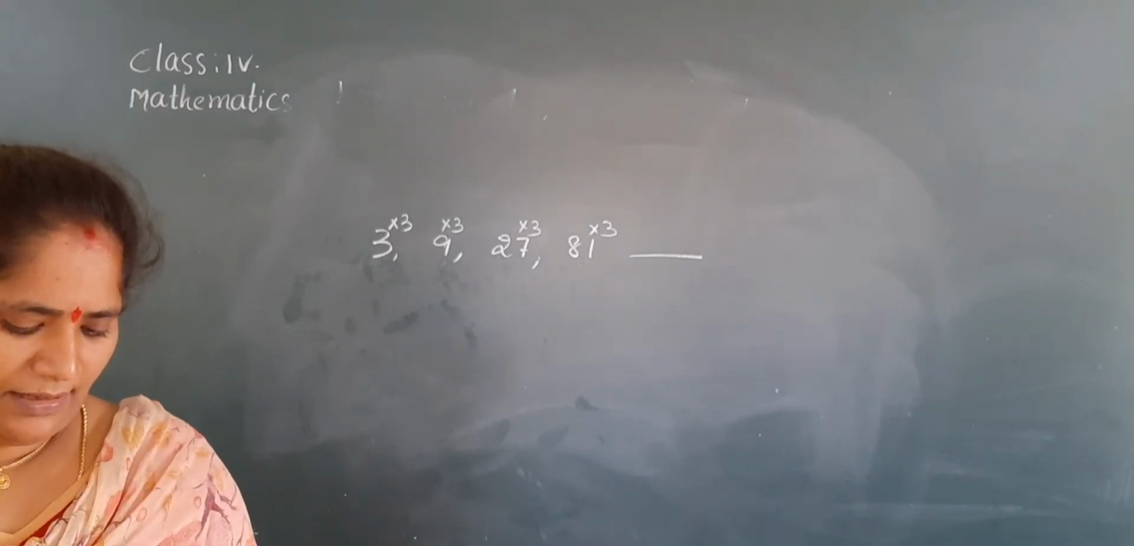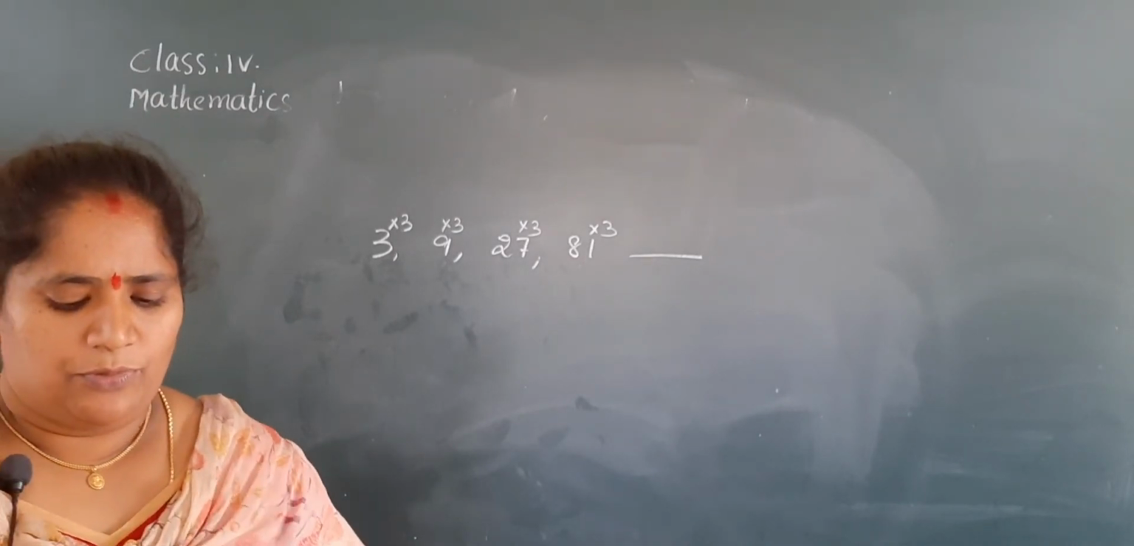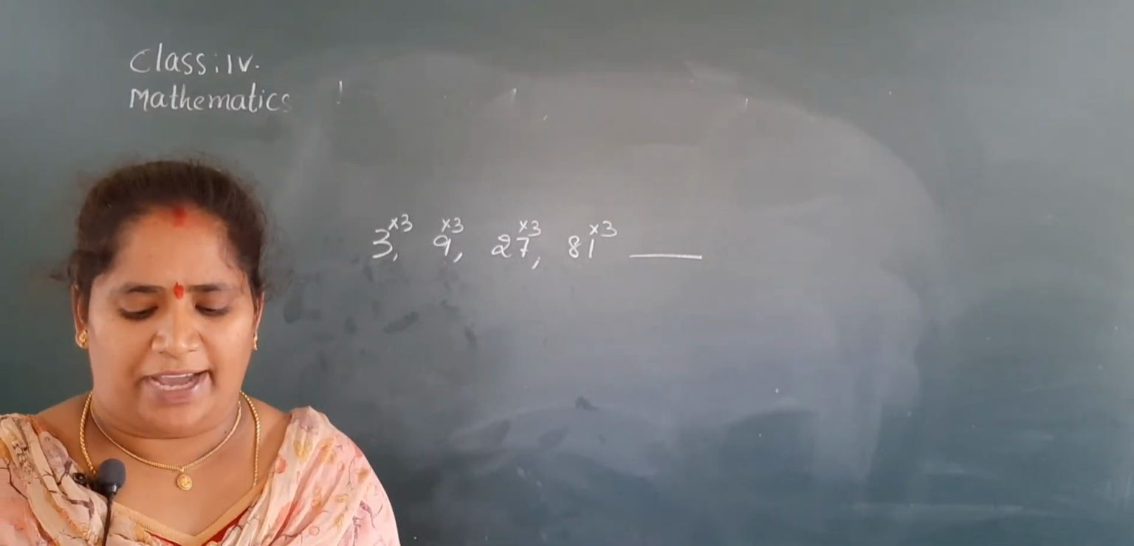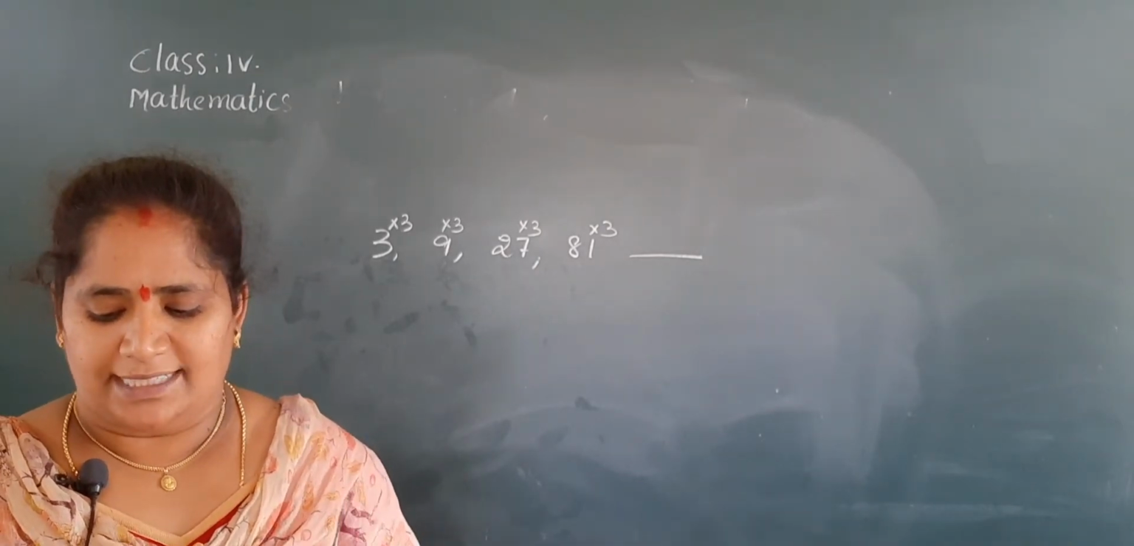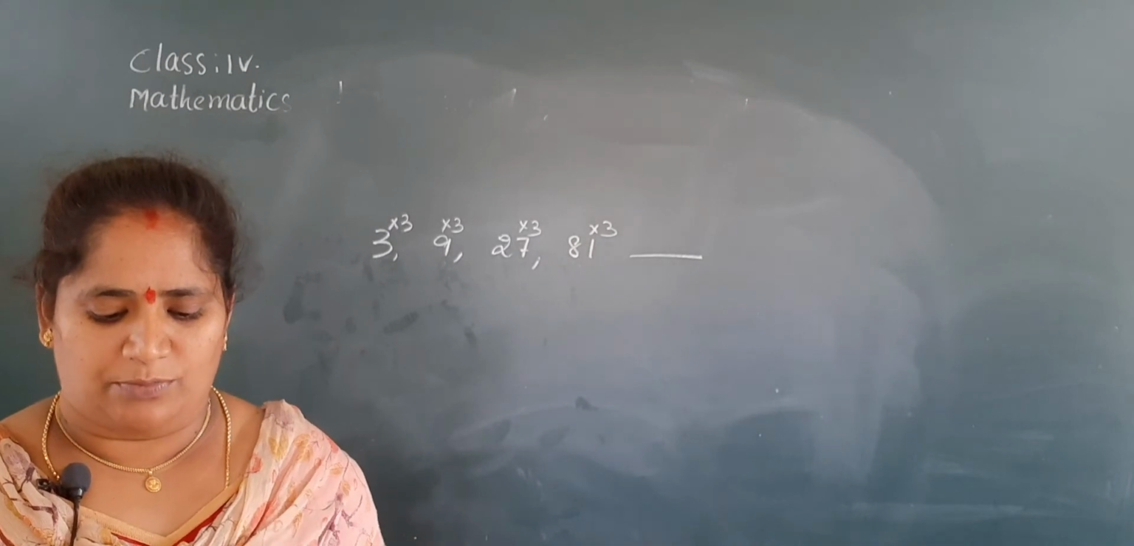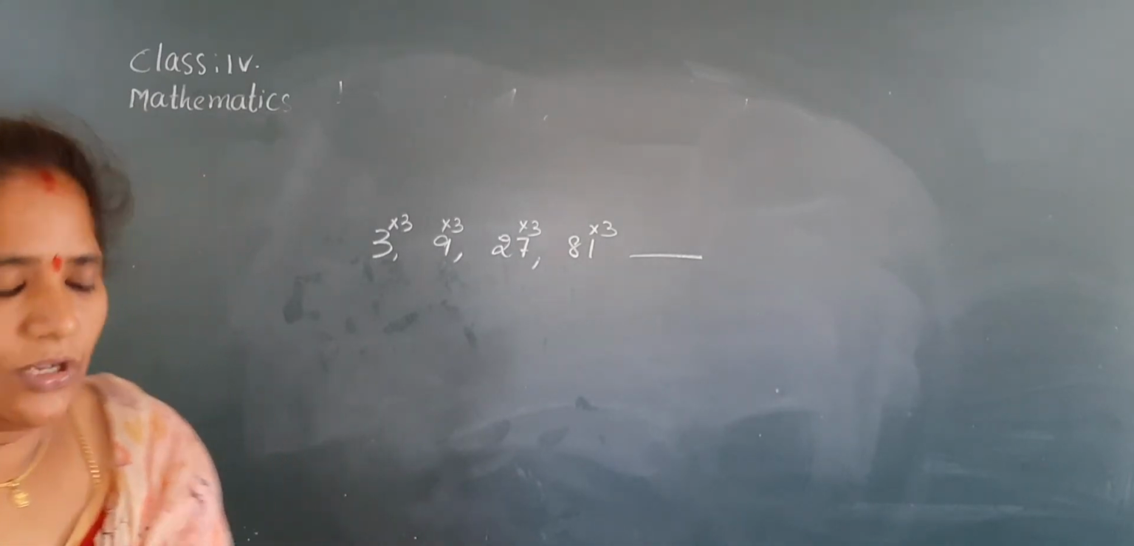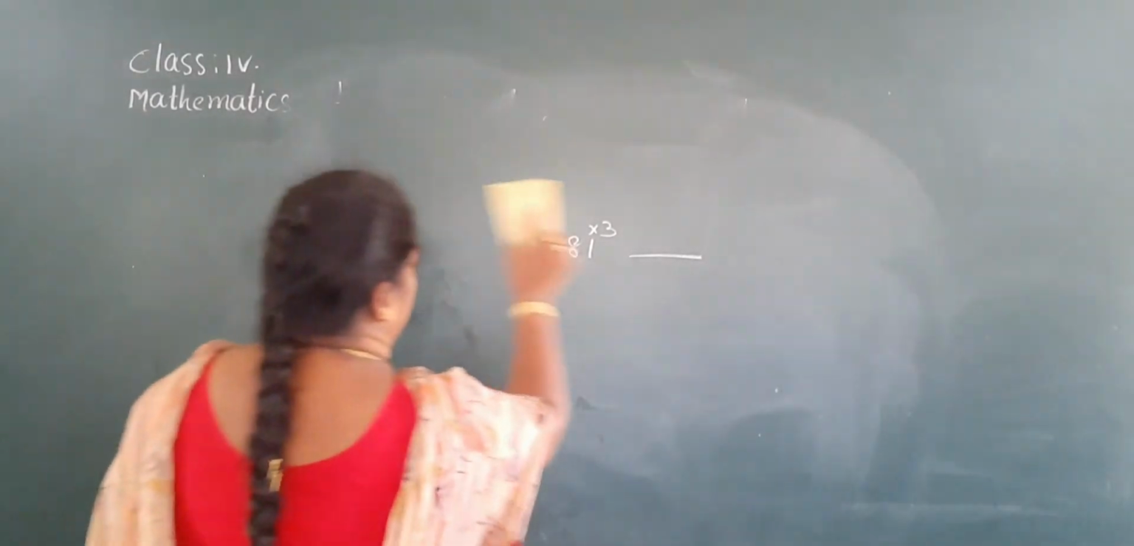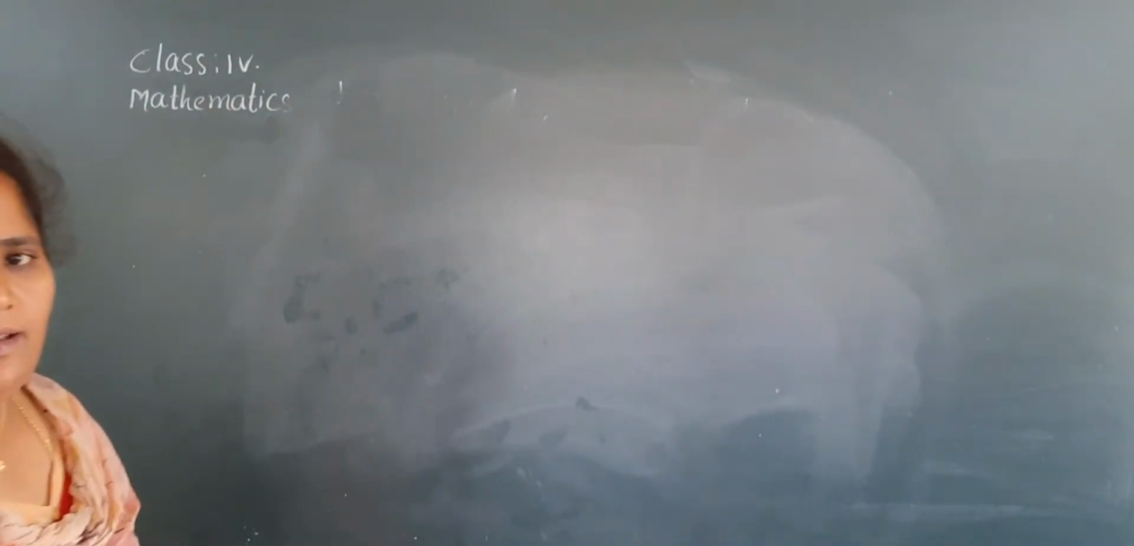Now see the problem. If a movie ticket costs 175 rupees, how much money does the movie hall collect if 892 people watch the movie? Okay, so note down this question. Tomorrow I will explain this problem. Okay, ma? Yes, note down.